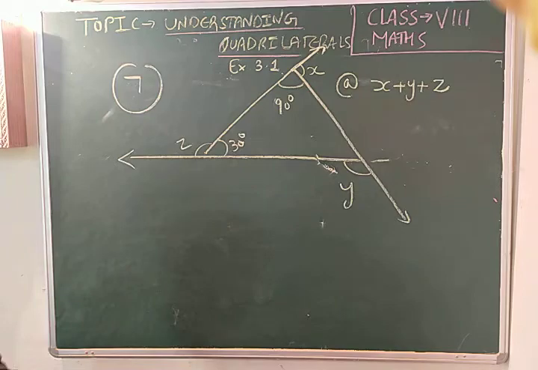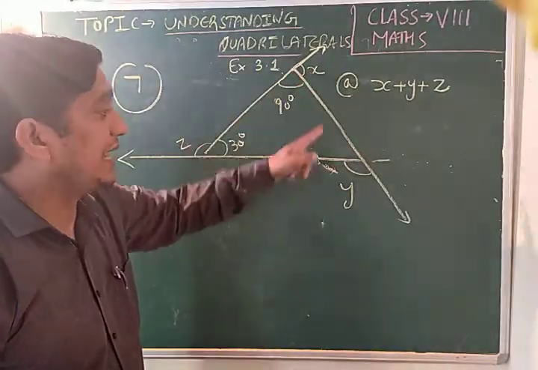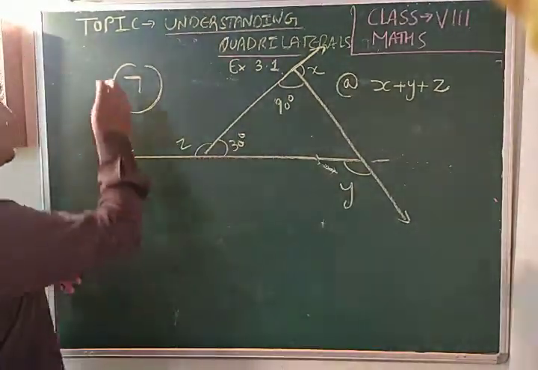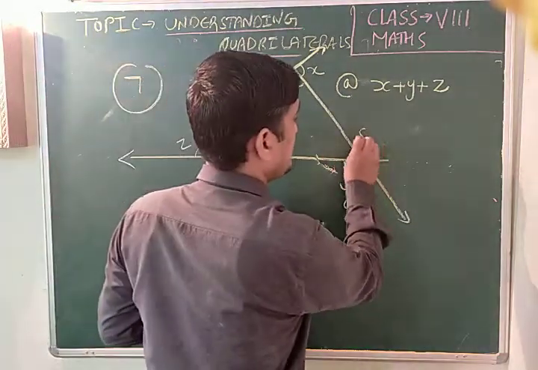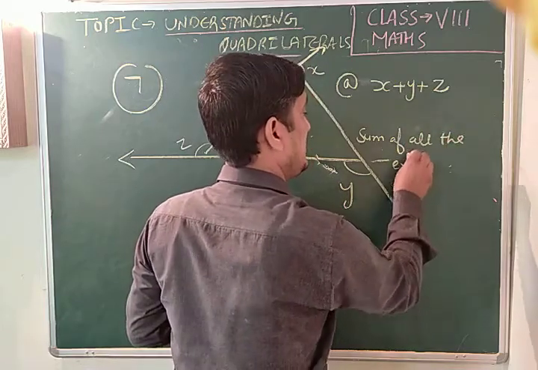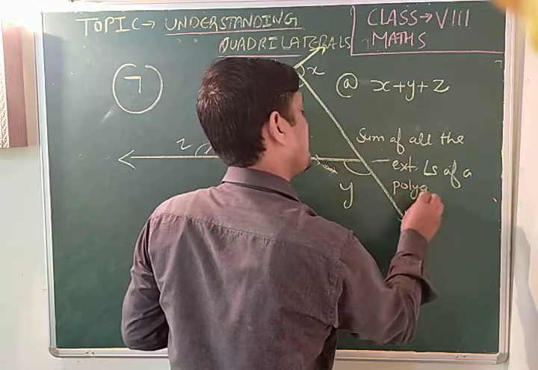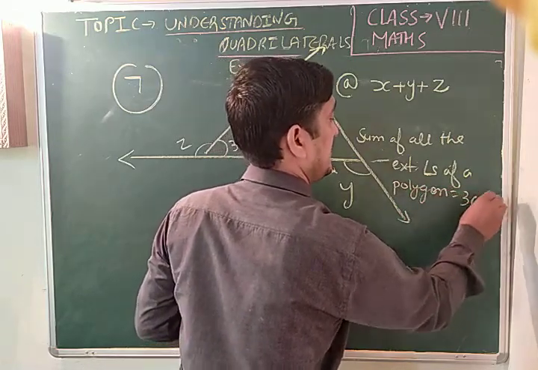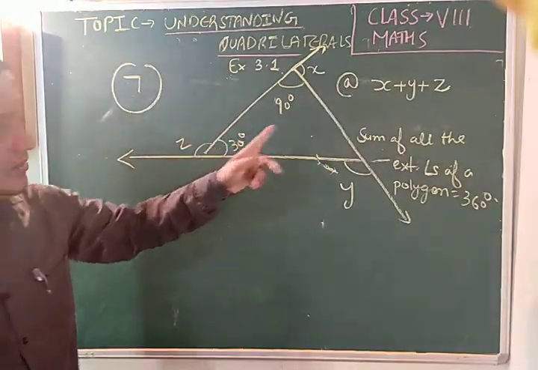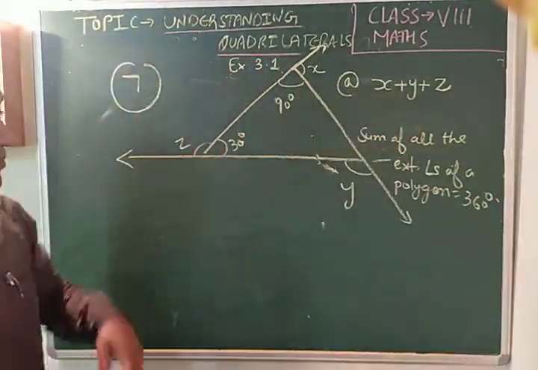Children, we know that the sum of all the exterior angles of any polygon is 360 degree. Sum of all the exterior angles of a polygon is 360 degree. So here also x, y, z, the sum of all these angles becomes 360 degree. But now here we have to prove. So how can we prove?